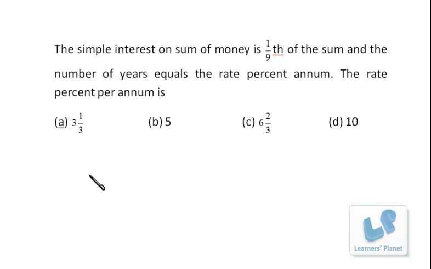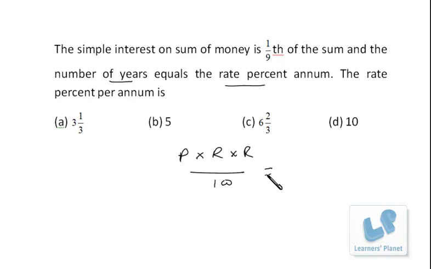Now let's try this problem. The simple interest on a sum of money is 1/9 of the sum, and the number of years is equal to the rate percent per annum. What is the rate percent per annum? First of all, let's assume the principal to be P. The rate of interest is suppose R, and the time is also R, since the number of years equals the rate percent per annum.